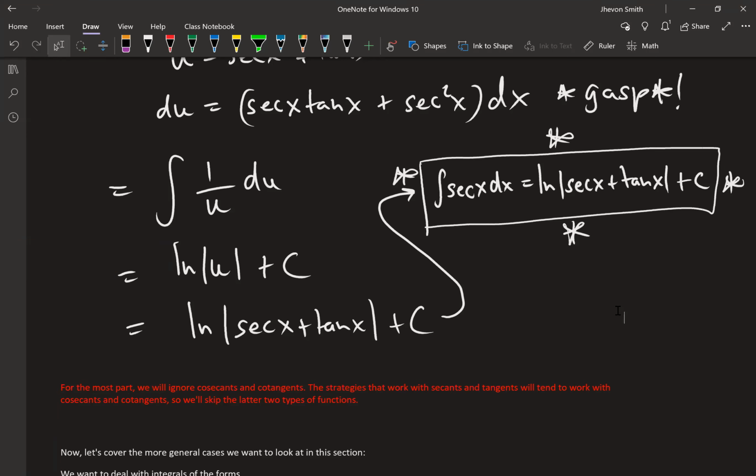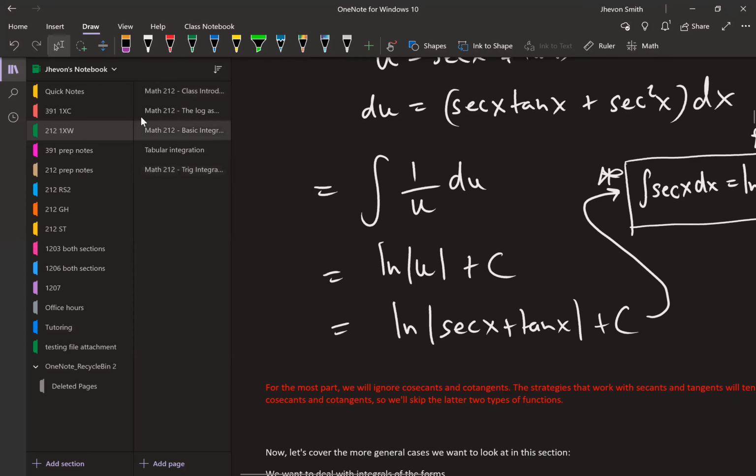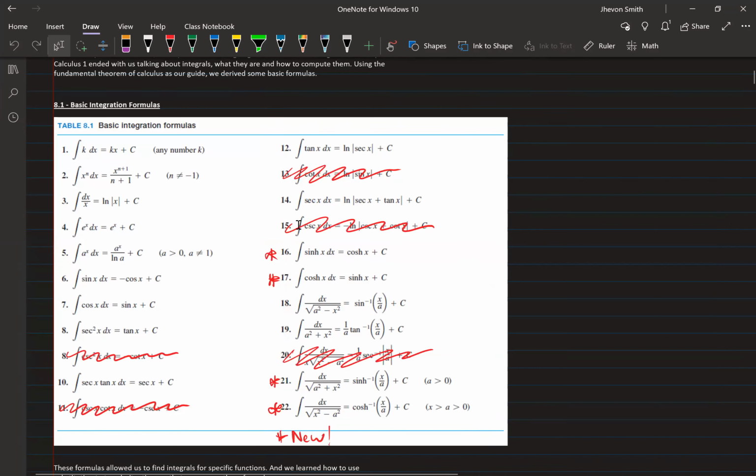So by routine, we ignore them. And this is why, if you look back at our basic integral formulas, I scratched out the formulas that had to do with cotangents. Because the integral of cosecant is actually the same strategy as the integral of secant: you multiply and divide by cosecant plus cotangent over itself. So the same strategies are going to work, and we normally ignore the cosecants and cotangents.